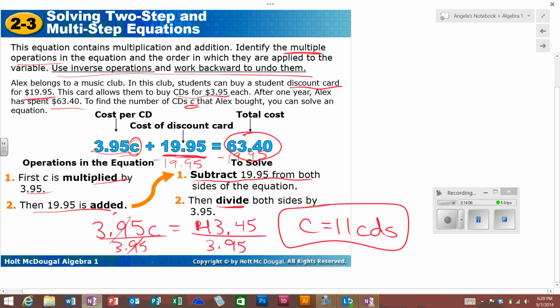All right, so just a quick reminder. This is a really great statement up here, okay? Whenever you see multiple operations, you look at what's being done and you work backwards to undo them using inverse operations. And we're done.